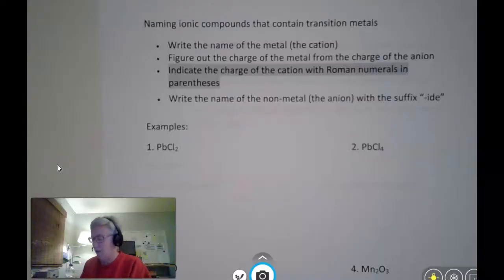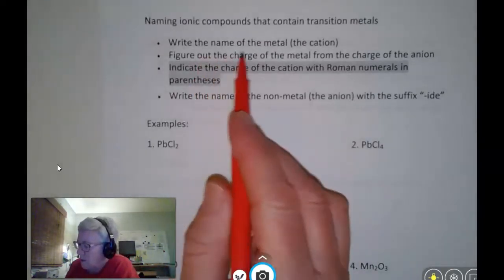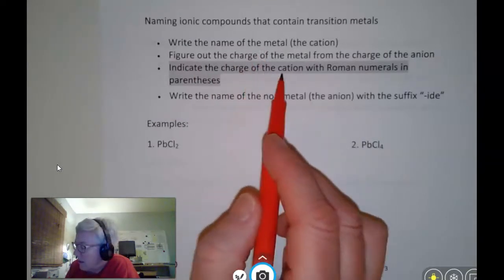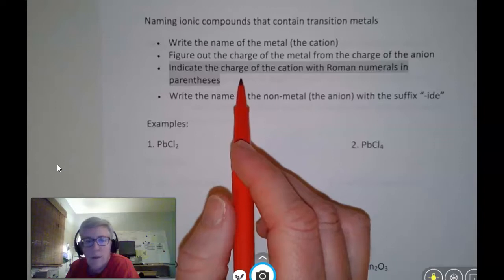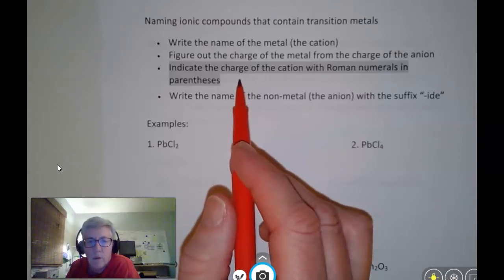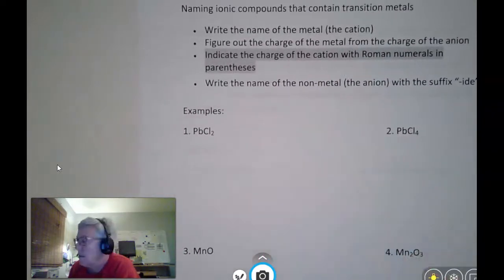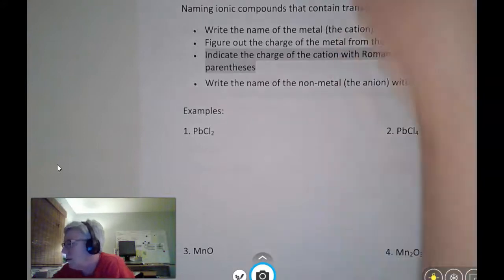All right, so we're going to practice naming these. These all contain transition metals, so they're all type 2. I wrote out the rules up here. So the first thing we're going to do is write the name of the metal. Then we're going to use the anion to figure out the charge on the metal, and we're going to put that charge in parentheses with a Roman numeral. Okay, so the first thing we're going to do is figure out the name of that metal.